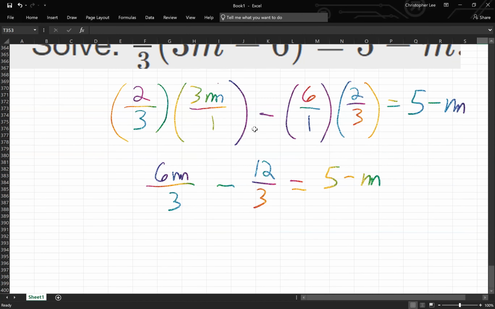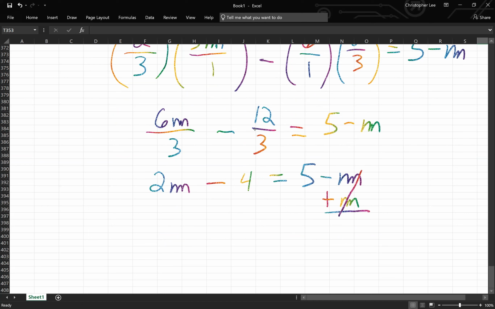Yep. And then this is going to equal the 5 minus m. Now, again, my goal is I want to get all my m's on one side. I want to get all my numbers on the other, right? So let's start with the m's. I'm going to add m over here because I kind of like my variables to be on the left-hand side. It's just a preference for me, but you're welcome to do whatever you want to do. You could have subtracted the 2m on the other side as well first.